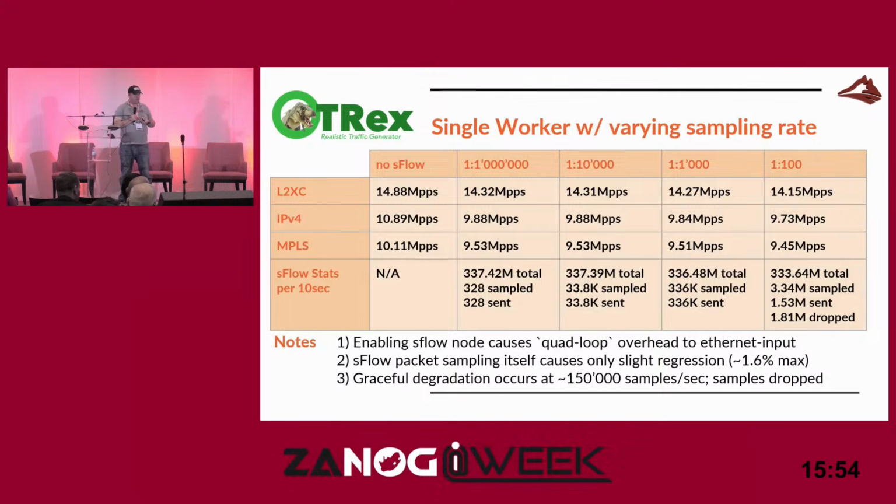And you see here that without sFlow turned on, it actually does 14.8 million packets per second on 1 CPU thread. And this machine has, I think, 88 CPU threads, so it's a beast. It will do a lot of packet forwarding.